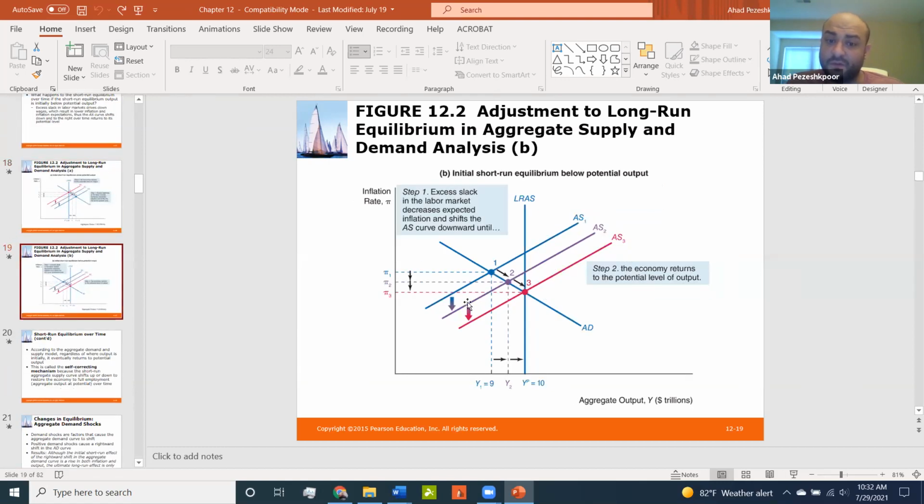But then, what if we're here? If you're here, excess slack in the labor market decreases expected inflation and shifts the aggregate supply curve downward. Excess slack in the labor market means that lots of people are unemployed, and this would cause lower wages. Lower wages would cause a drop in inflation, and this would then make the economy return to the potential level of output that it was.